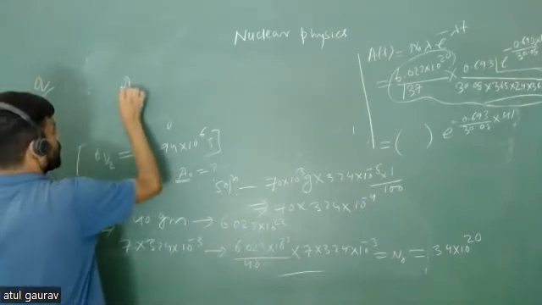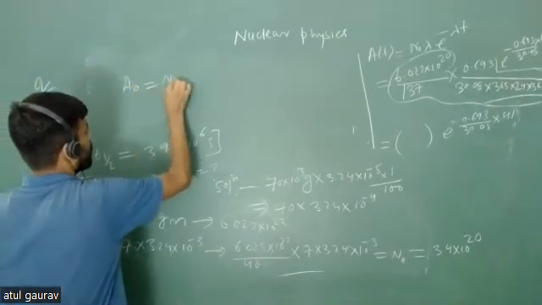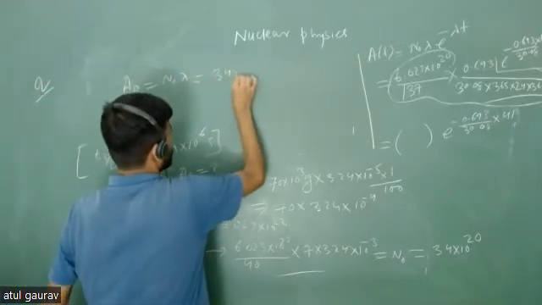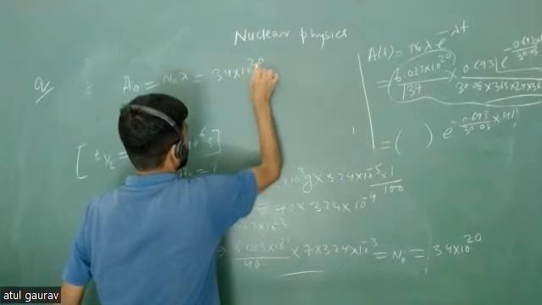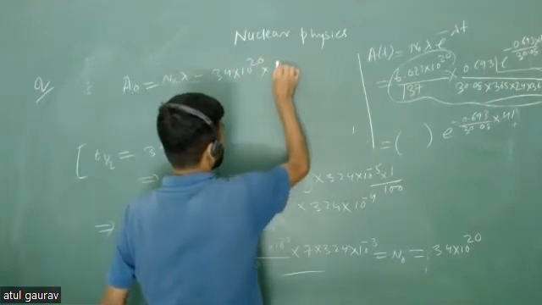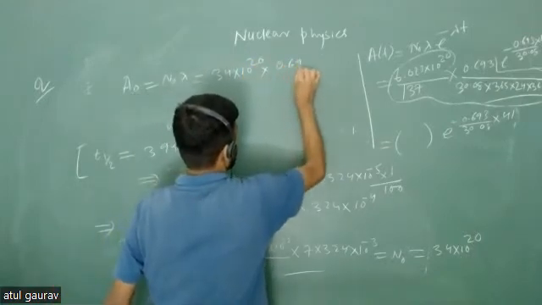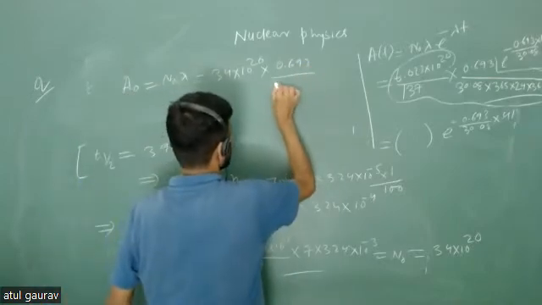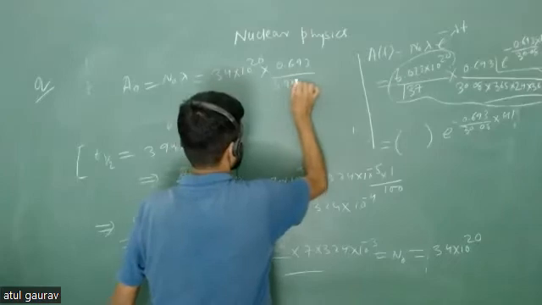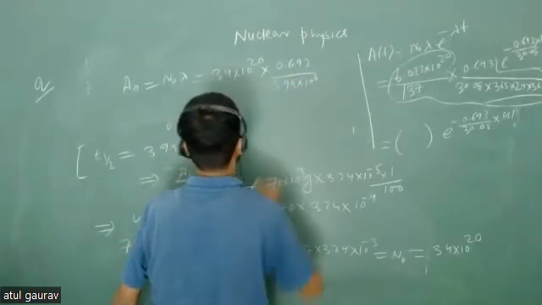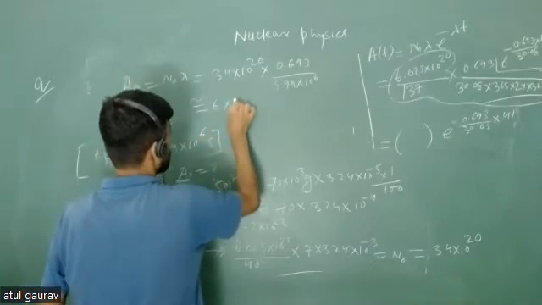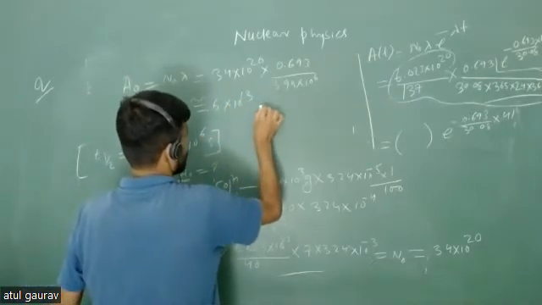So activity will be N naught lambda, where N naught is 3.4 into 10 to the power 20. Lambda will be 0.693 divided by T half. T half is how much? It was 3.94 into 10 to the power 6. So if you calculate, approximately you will get 6 into 10 to the power 13 DPS.